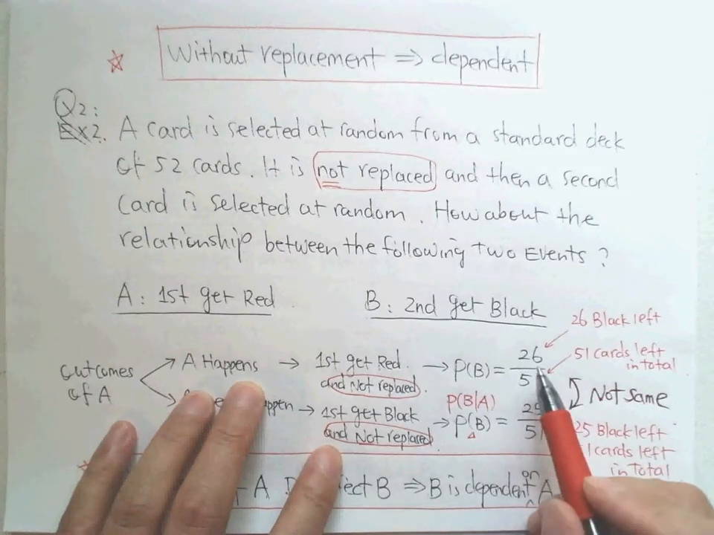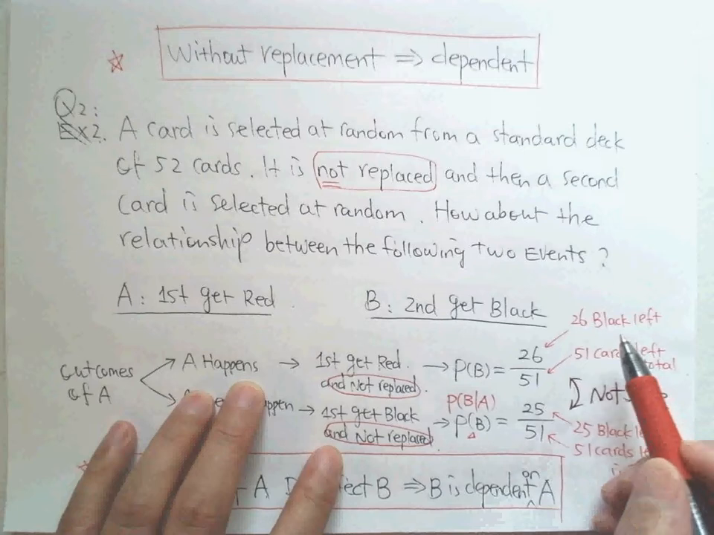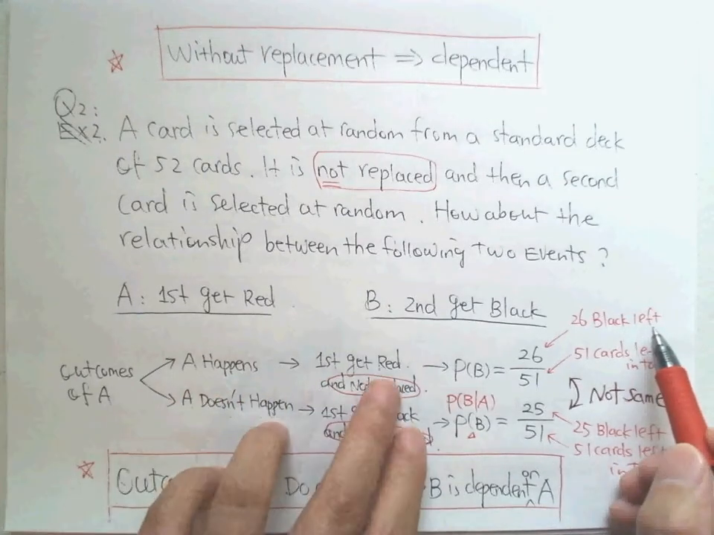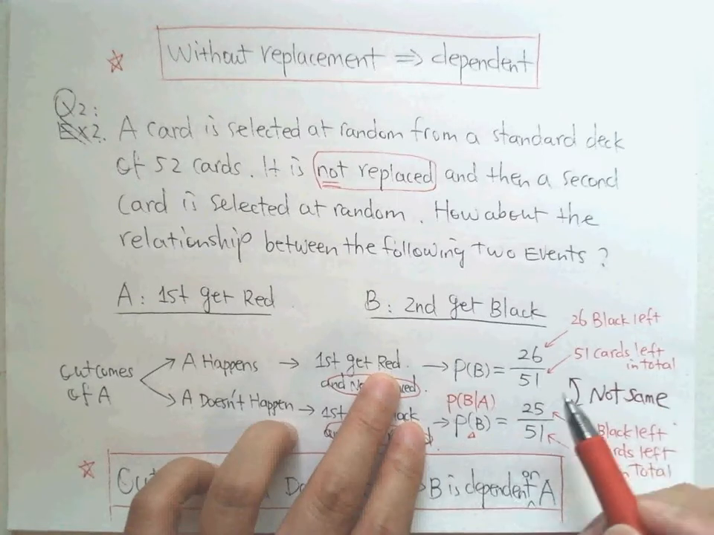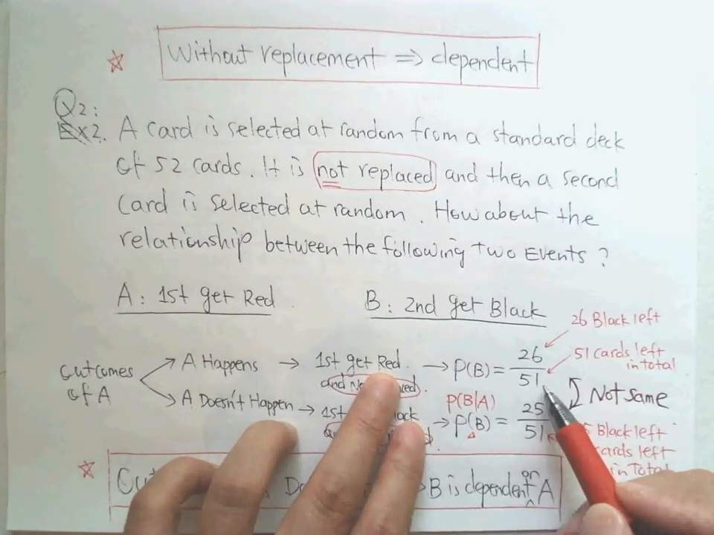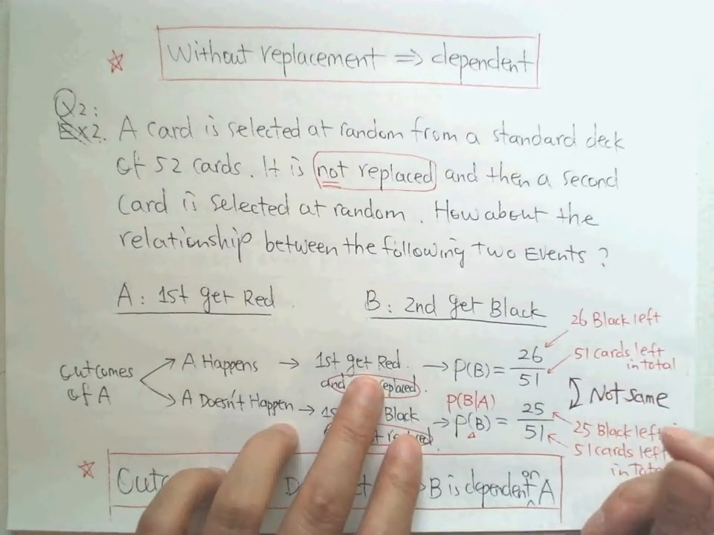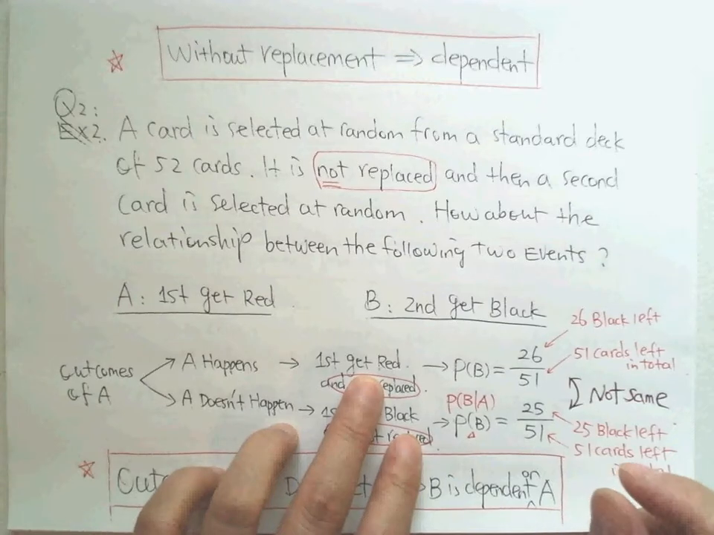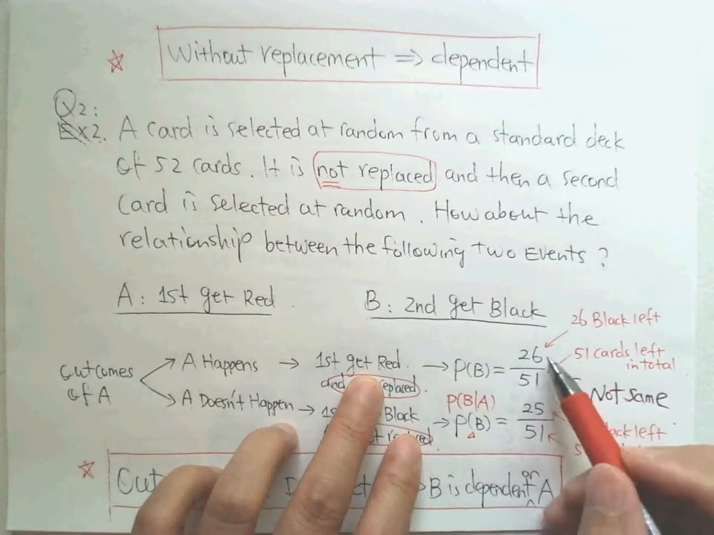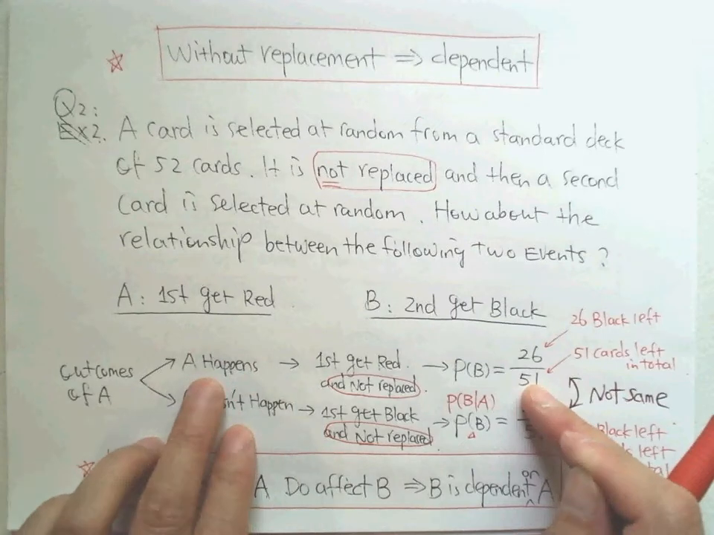How many? 26 out of 51. The reason: how many black cards left? The first you get red, so we still have 26 black cards there, and how many cards in total? No longer 52. It is only 51, because you picked one card out. So how many cards in total left? It is 51. So therefore, this is the probability for the first outcome, A happens.